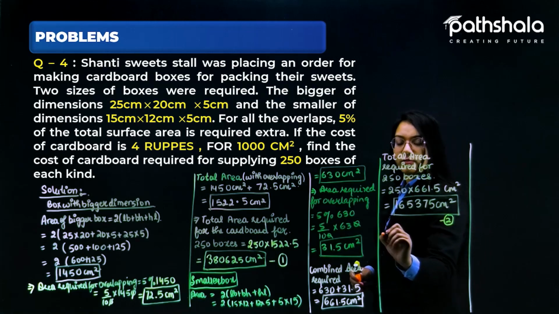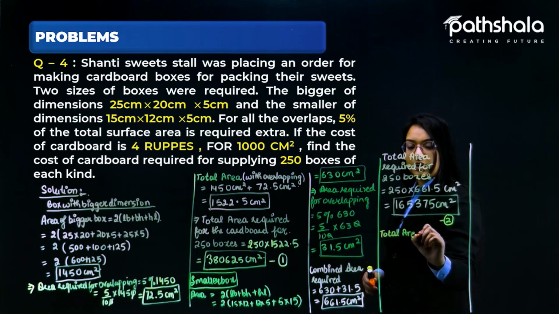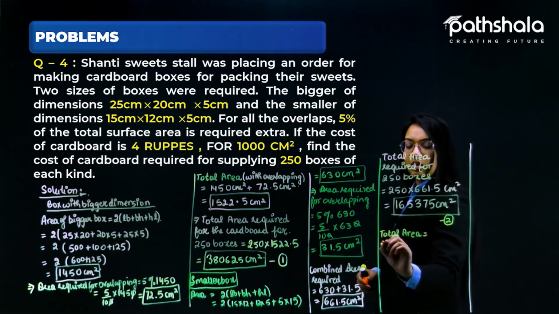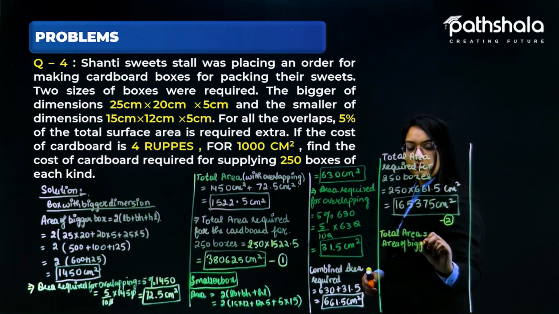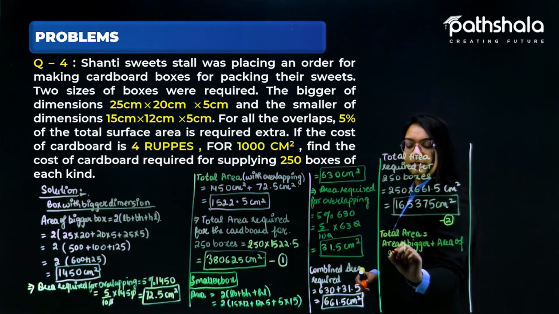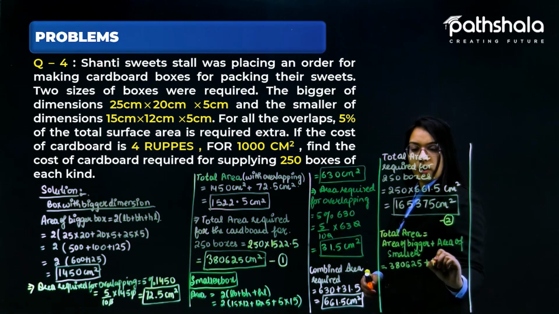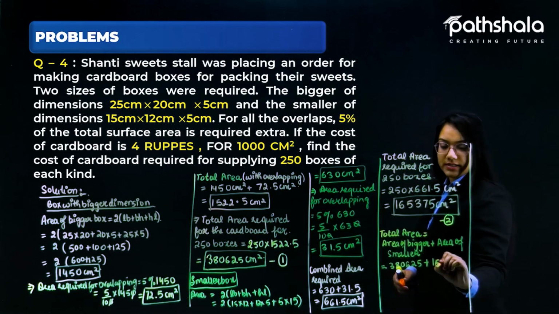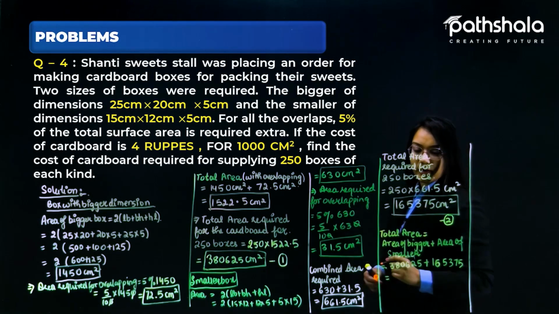Now let's talk about the total combined area that we have. If I'm talking about the total area, it means the area of the bigger box plus the area of the smaller one. So this should be 380,625 plus 165,375. Now let's add up all the values over here.